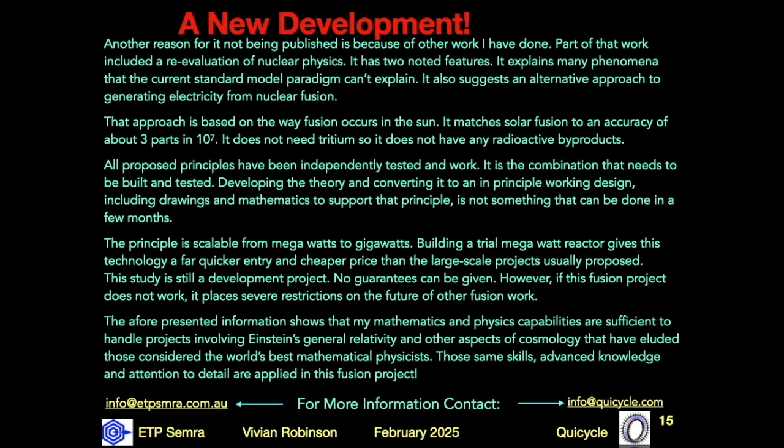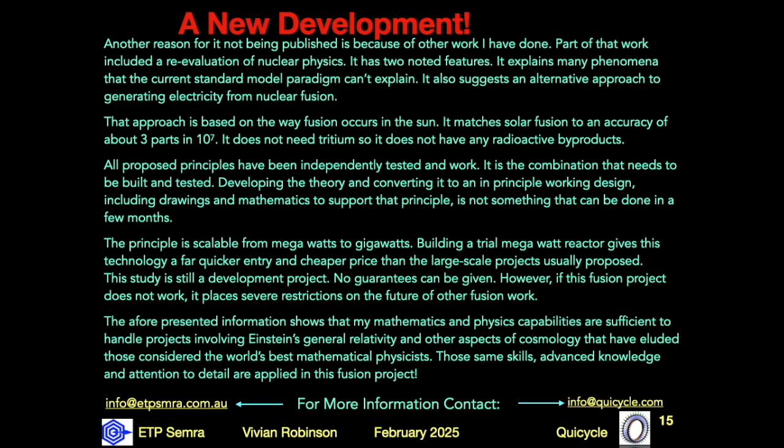Another reason for it not being published is because of other work I have done. Part of that work involved a re-evaluation of nuclear physics. It has two noted features. It explains many phenomena that current standard model paradigms can't explain. It also suggests an alternative approach to generating electricity from nuclear fusion. That approach is based on the way fusion occurs in the sun.